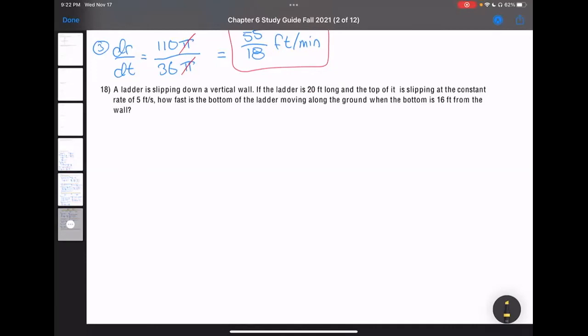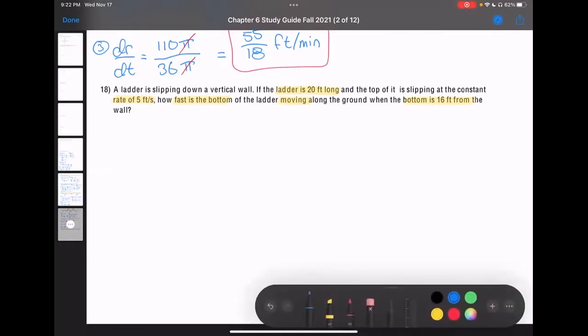So first off, we see that the ladder is 20 feet long. So that's a constant length. It won't change. The top of it is slipping at a constant rate. So top is at a rate of 5 feet per second. How fast is the bottom moving? So that's another rate of change when the bottom is 16 feet from the wall. And we know that the ladder is slipping down. So these are the pieces I'm going to identify first.